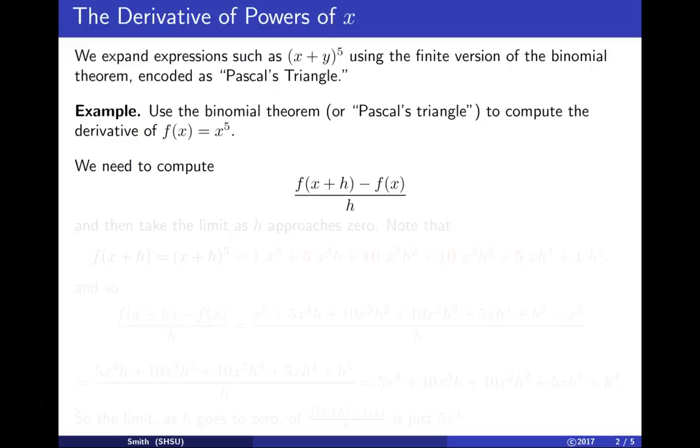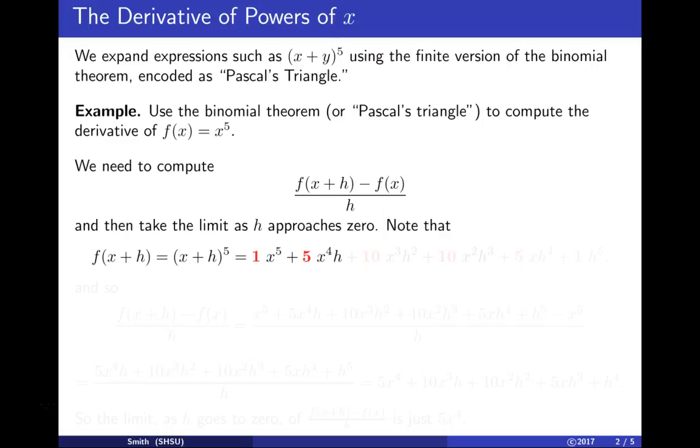We need to compute the average rate of change, f of x plus h minus f of x over h, and then take the limit of the average rate of change as h approaches 0. Note that here, since f of x is x to the fifth, f of x plus h is x plus h to the fifth, which is 1x to the fifth plus 5x to the fourth h plus 10x cubed h squared plus 10x squared h cubed plus 5x h to the fourth plus 1h to the fifth.